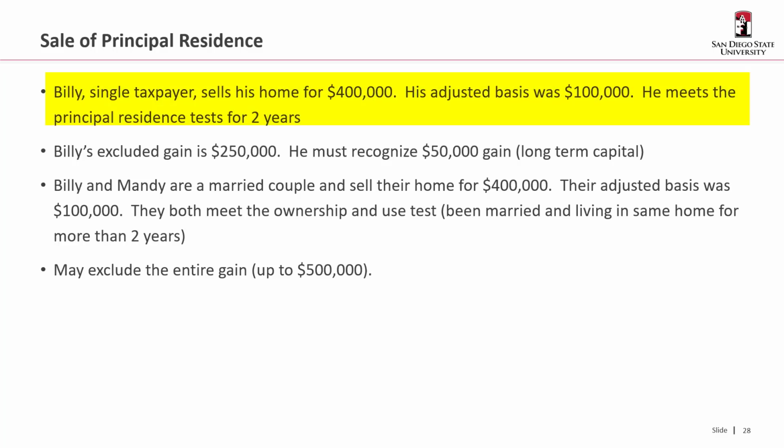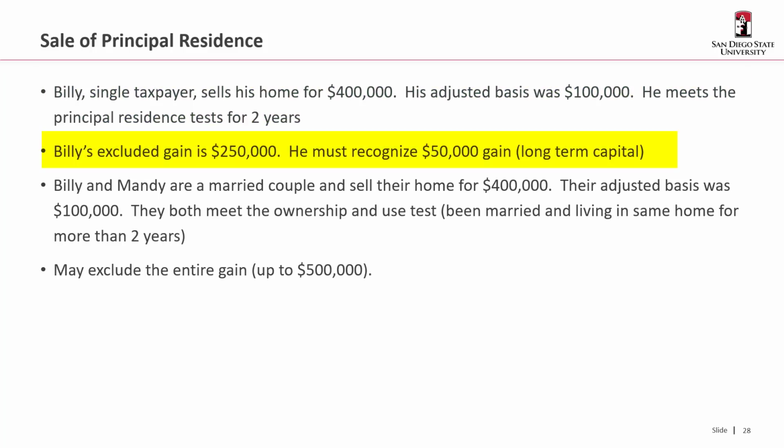So Billy's a single taxpayer. He sells his home for $400,000. His adjusted basis was $100,000. If we assume he meets the principal residence tests for 2 years, then he could exclude $250,000 of his $300,000 gain. Therefore, he'd only recognize a $50,000 gain. Since he held it for more than a year and it's not a non-capital asset, he would treat that as a long-term capital gain.